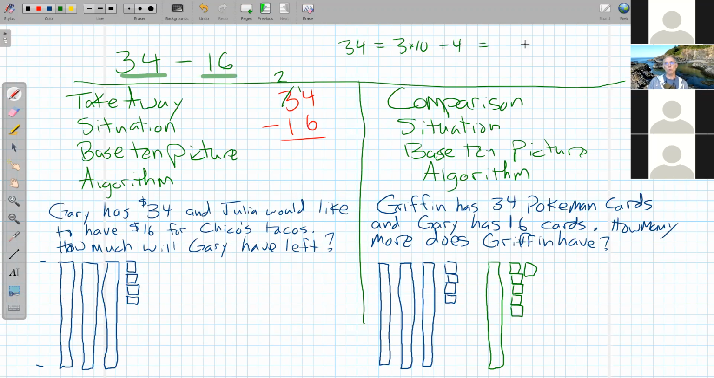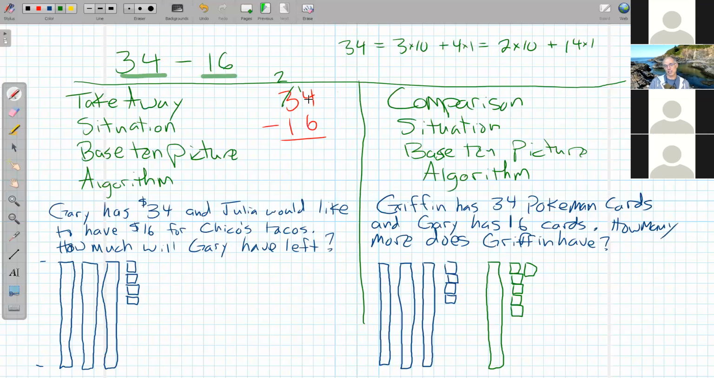Hopefully kids get that we just rewrote 34, which is 3 10s and 4 1s. We just regrouped that as 2 10s and 14 1s. It's the same amount of money. It's the same amount of stuff. We just regrouped it differently. I now have 2 10s and 14 1s, right? I can totally do that with bills. Pokemon cards, that's a different story. But regardless, this is the way the algorithm works. Doesn't matter whether I'm talking about Pokemon cards or money.